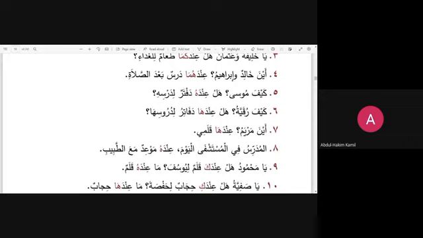كيف رقية؟ هل عندها دفاتر لدروسها؟ How is Ruqayyah? Does she have notebooks for her classes? دفاتر. Notebook is دفتر. Yes. دفاتر, notebooks. You have to get the right thing out. Does she have notebooks for her lessons, for her classes? Brothers and sisters, that's plural.